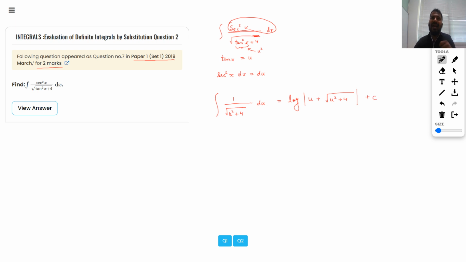At last we have to substitute it back. What is the value of u? u is nothing but tan x. So I can write it as log of tan x plus root of tan square x plus 4, plus c, which will be our final answer, and which will give us 2 marks.